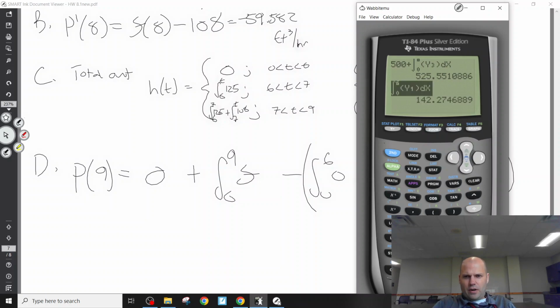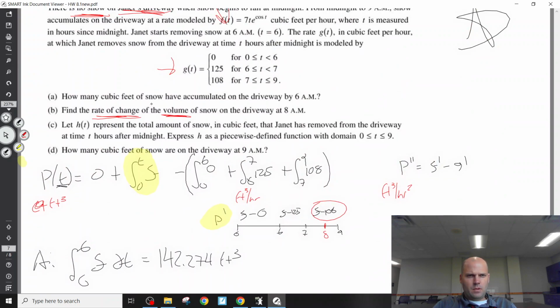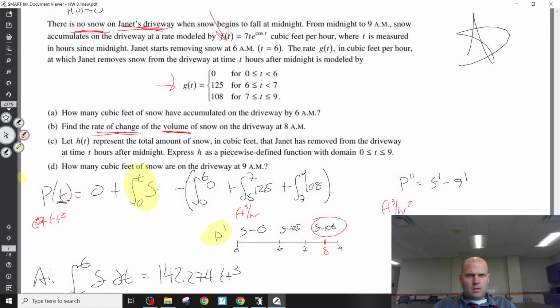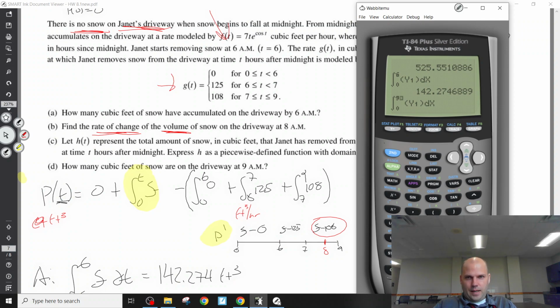All right, 0 to 9. Do we continuously add snow, or do we stop at 6 a.m.? From midnight to 9 a.m., snow accumulates. All right, that's important. It might be like, from midnight to 6 a.m., snow accumulates, and then it stops, and then we just start removing. But snow is still falling, and we're shoveling. It's all about that cup.